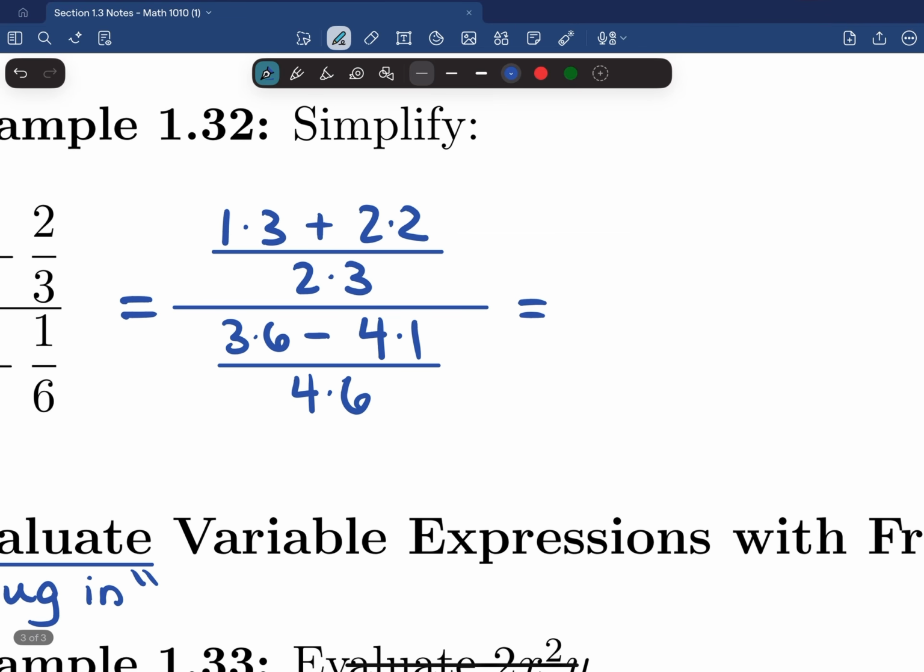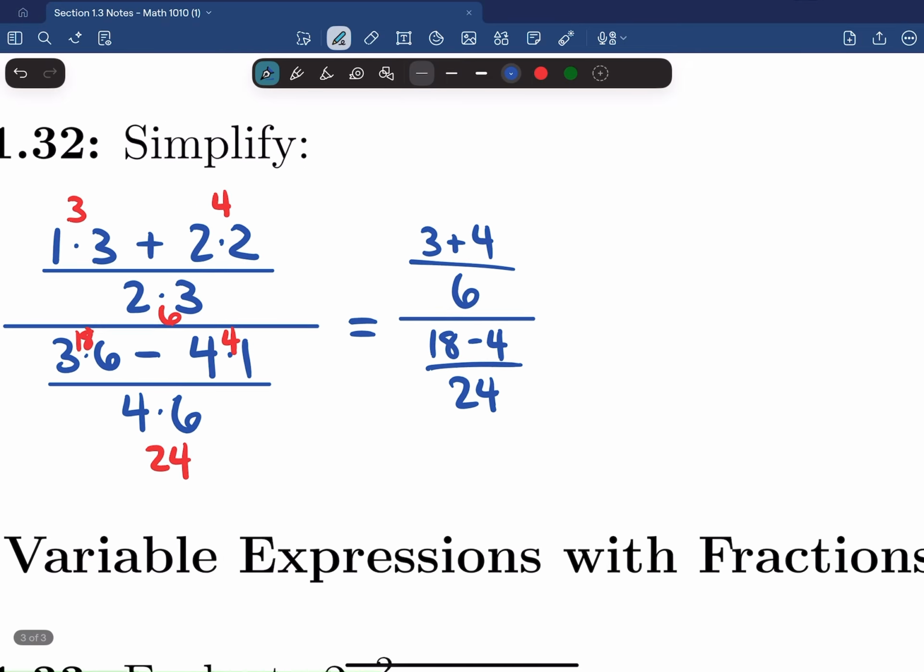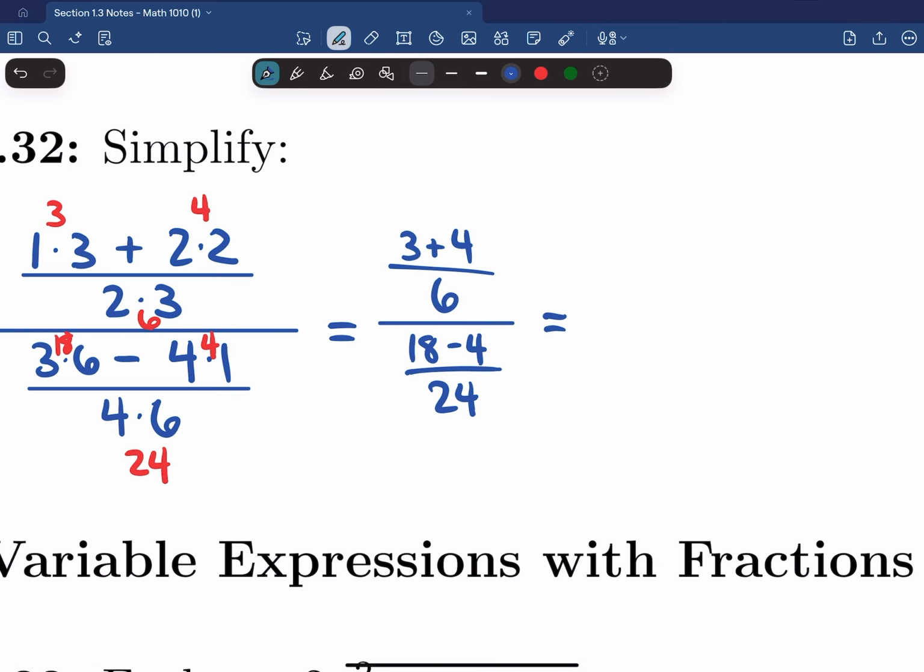Great. So cleaning this up a little bit, 1 times 3 is 3, 2 times 2 is 4, 2 times 3 is 6. And 3 times 6 is 18, 4 times 1 is 4, 4 times 6 is 24. So I have 3 plus 4 over 6 divided by 18 minus 4 over 24. Let's do 3 plus 4 gives us 7. Next, 18 minus 4 gives me 14.